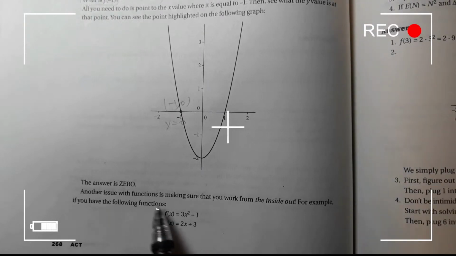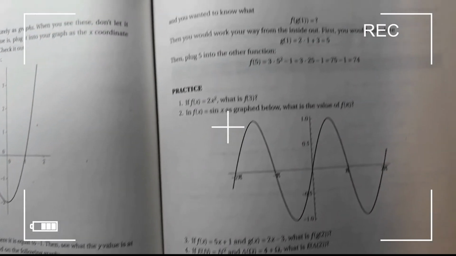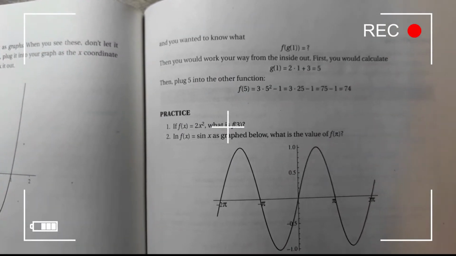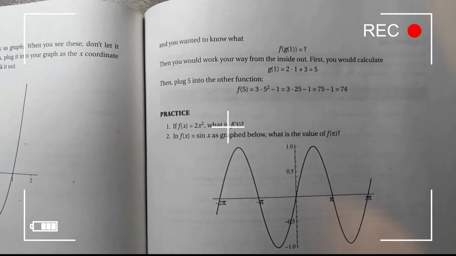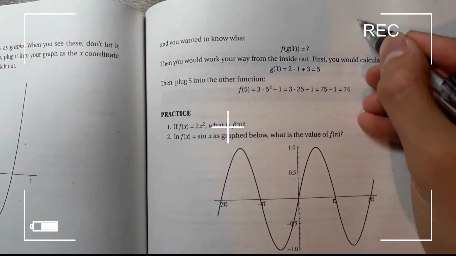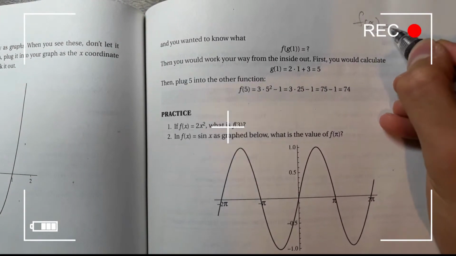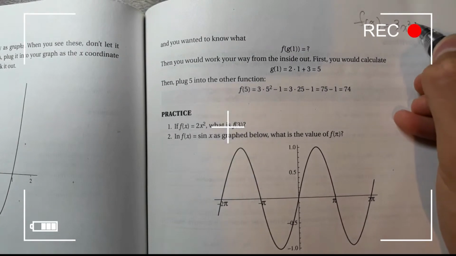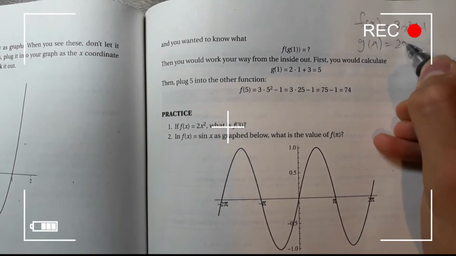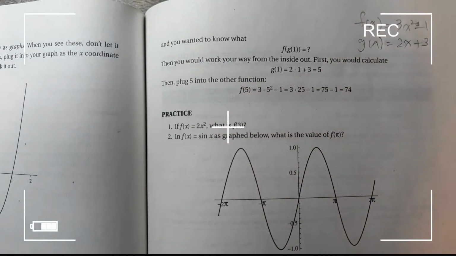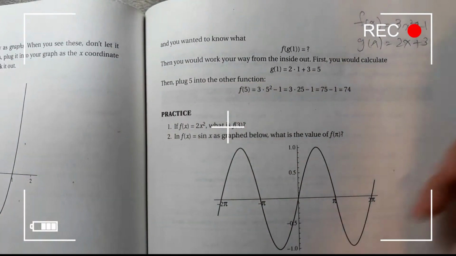Another issue with functions is making sure that you work from the inside out. For example, if you have the following two functions, you'll see these kinds of questions a lot in the ACT. Okay, I'll write the functions down here again. f(x) equals 3x squared minus 1, and g(x) also equals the same as y and f(x). Okay, let's see the question.